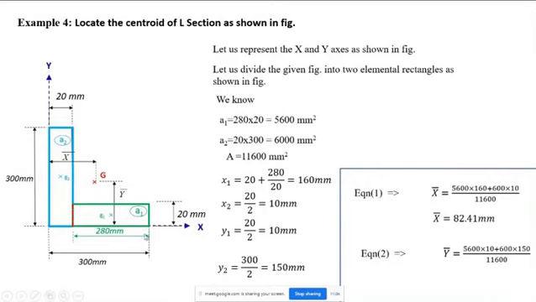Next, y bar is equal to A1 into y1. So A1 is 5,600, y1 is 10 mm, and A2 is 6,000. Actually, this is 6,000, it's not 600. 6,000 here as well. 6,000 into 150 divided by 11,600. That will give you y bar, and you can see x bar and y bar are the same. So x bar and y bar are equal to 82.41.